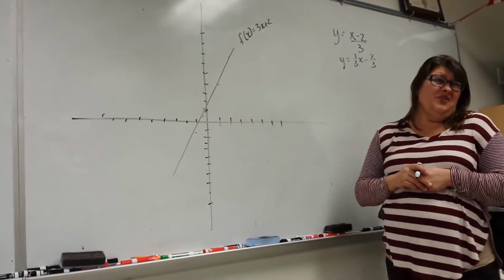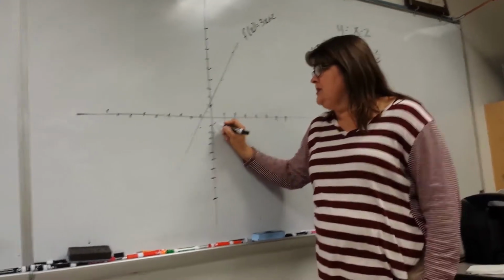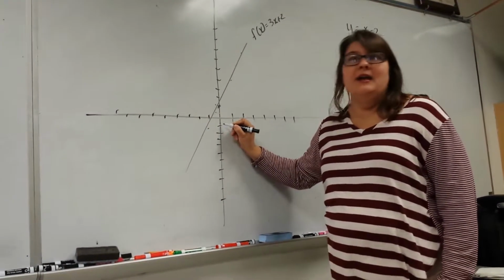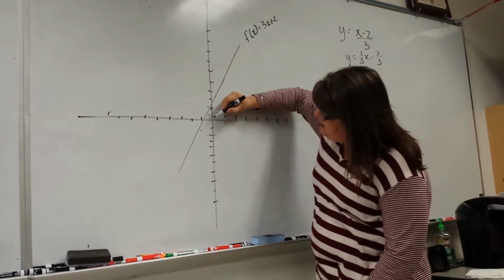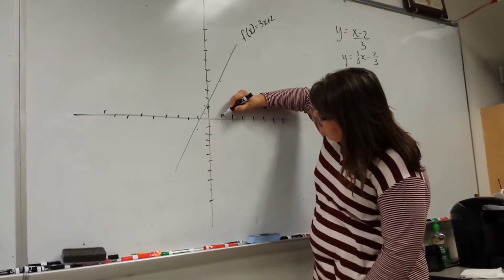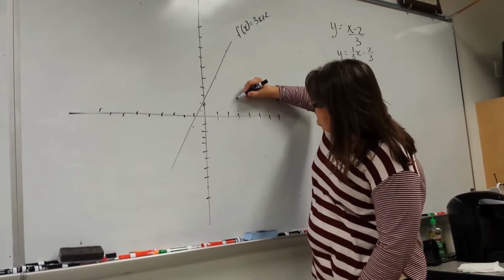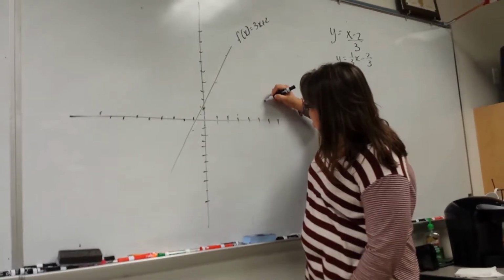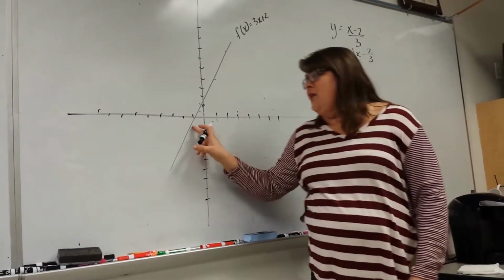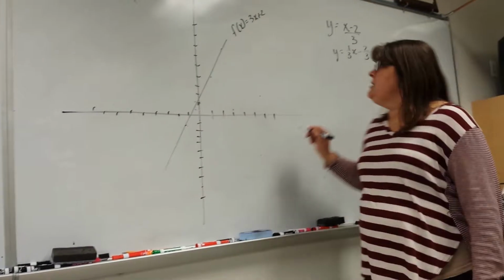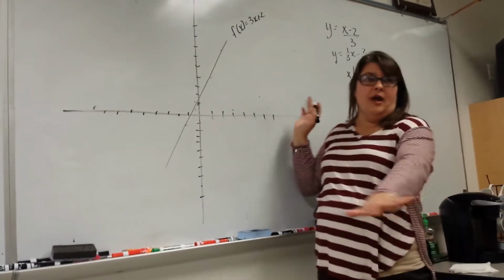Either way, like this, I'd have to go down 2/3, which is about right here. And then I'd have to go up 1 over 3. So I would come up 1 and then over 3. 1, 2, 3. So it's not really pretty. Nor is the actual graph itself, but you got the idea. Or you could do a T-chart. You could do the x and the y, plug in some points, and then plot your lines.